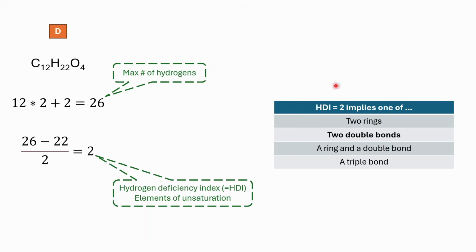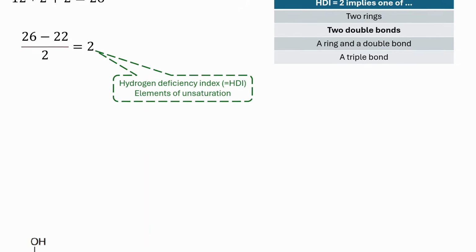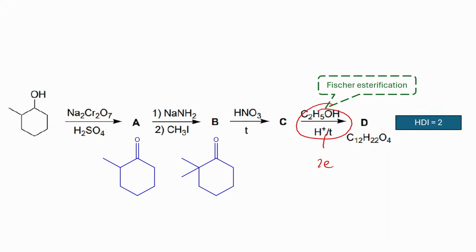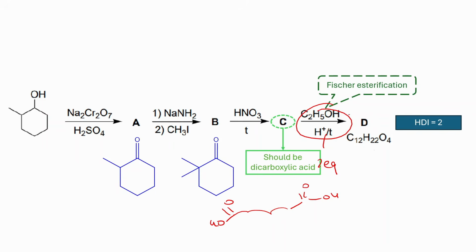So now we are going to combine this HDI information with the information of the reagents of the next steps, in order to find out hopefully something useful about the structures. This reaction here, we already know that this compound D has HDI 2, and this reaction of converting C to D is actually a Fischer esterification. And we already know that this should be 2 equivalents, which we found out from counting the carbons. So what that means is that compound C should be a dicarboxylic acid. So it should have 2 COOH groups somewhere like this, so that I can install 2 of these ethanol in the presence of an acid catalyst.